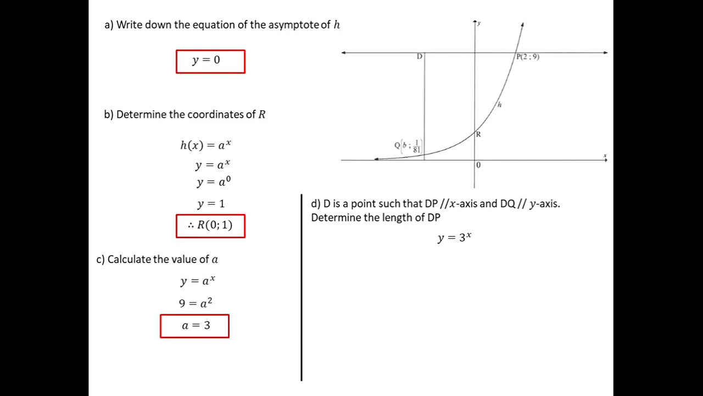We take our equation for our exponential graph. There's the graph, there's the equation. We know what the y-coordinate at Q is, so we can substitute that y-coordinate in place of the y here. And that will tell us what the x-coordinate is. So in we go, substitute 1 over 81 in place of the y, and now we have an exponential equation to solve. I'm going to change that 1 over 81 into 3 to the power of negative 4, and that means x must be negative 4. So if the x-coordinate at Q is negative 4, it means the x-coordinate at D must also be negative 4, which means the length of DP is the distance from negative 4 to 2, which means it must be 6 units. There we go. Okay, next question.